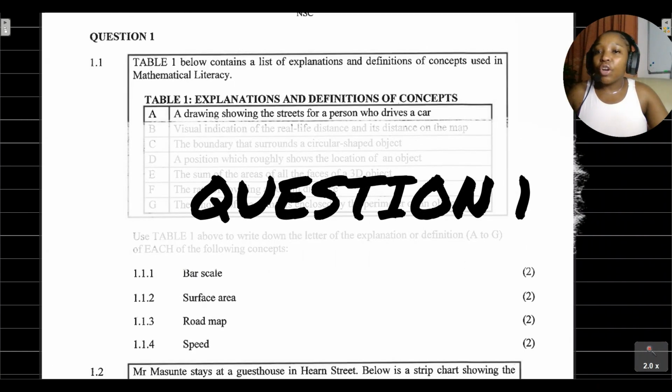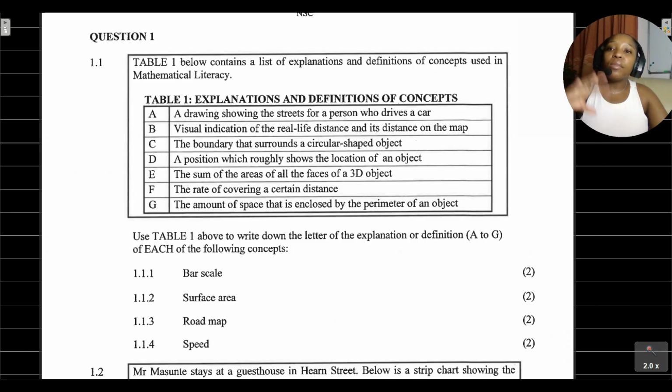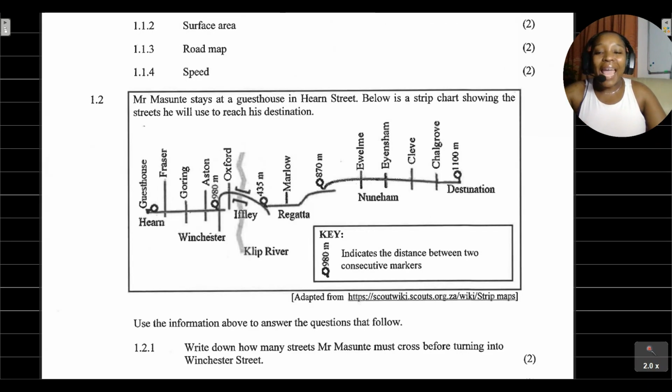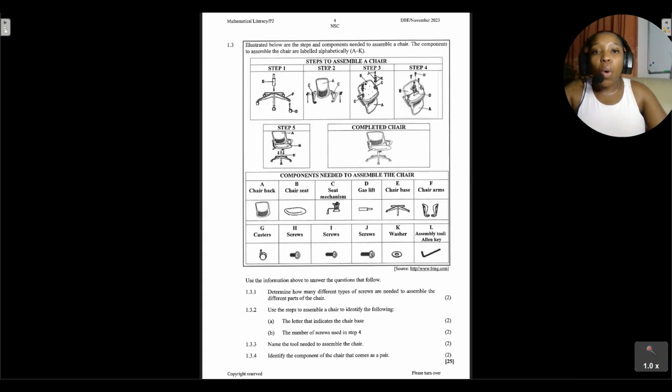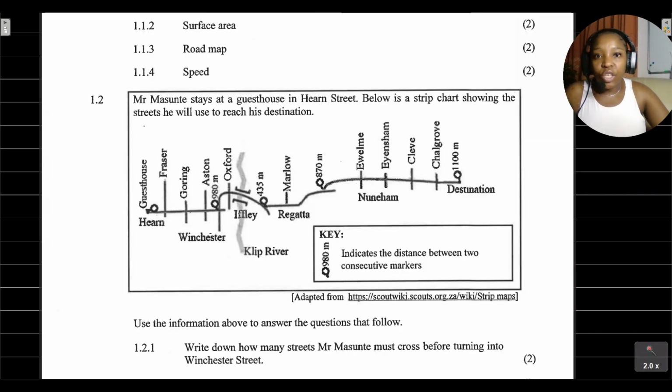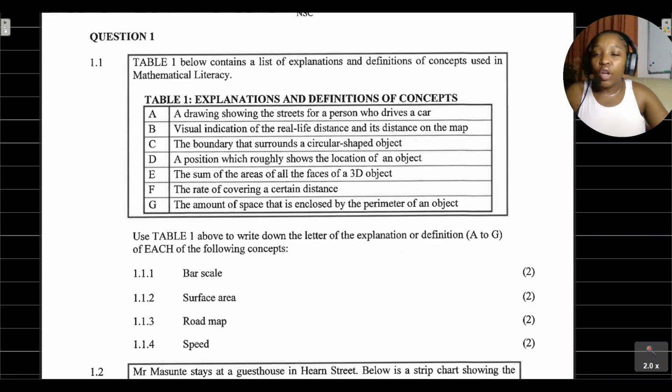So when you look at the first question, the first question deals with some theory questions, okay? It deals with us analyzing a strip chart, and it also deals with assembly, right? So these are the concepts that are assessed in the first question. So let's have a look at question 1.